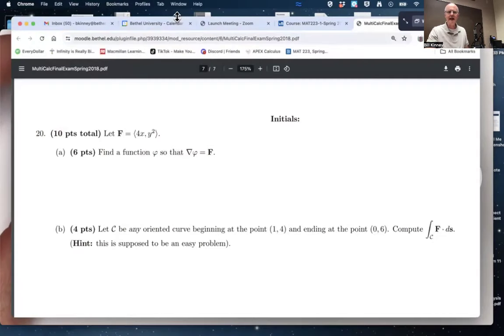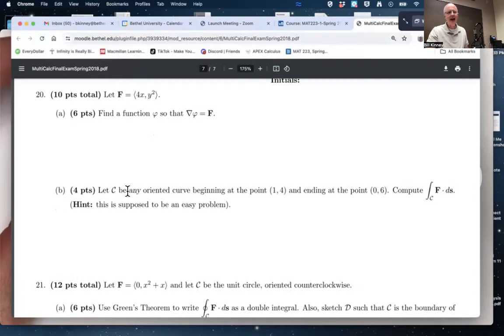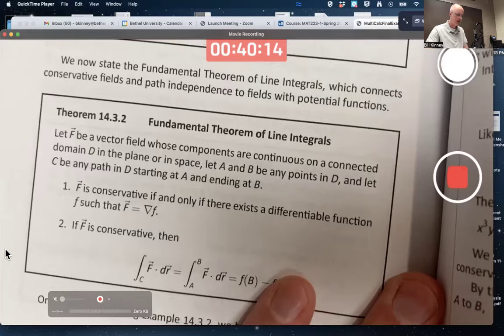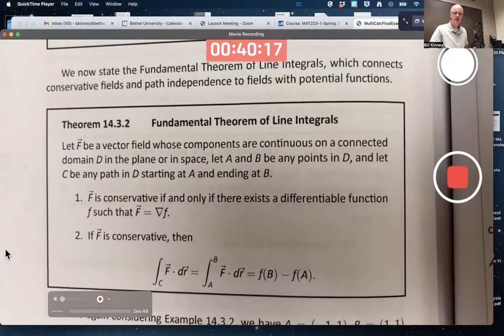Second part of the problem says, let C be any oriented curve beginning at the point 1,4 and ending at the point 0,6. Compute the line integral. And it's supposed to be an easy problem. Why is that easy? I don't have to parameterize the curve. Fundamental theorem of line integrals, which applies to conservative vector fields.